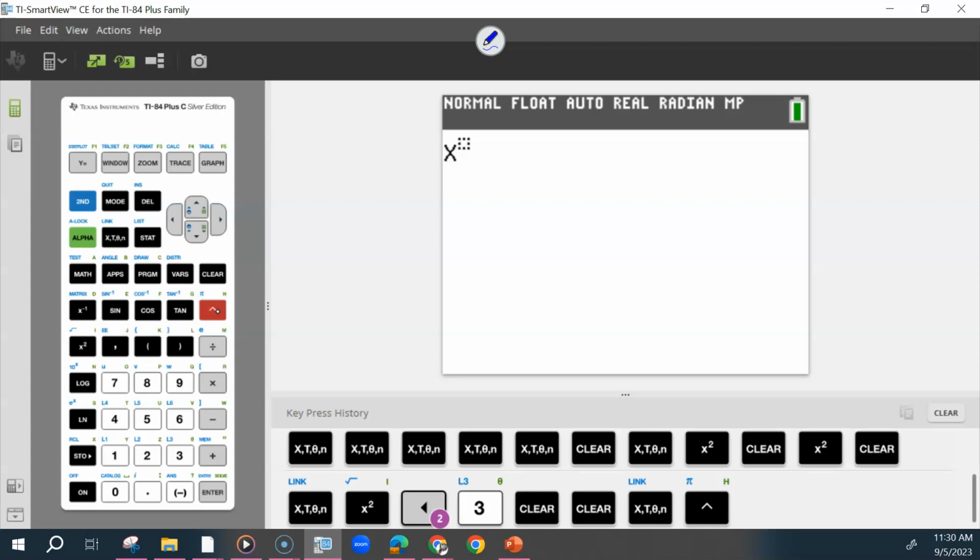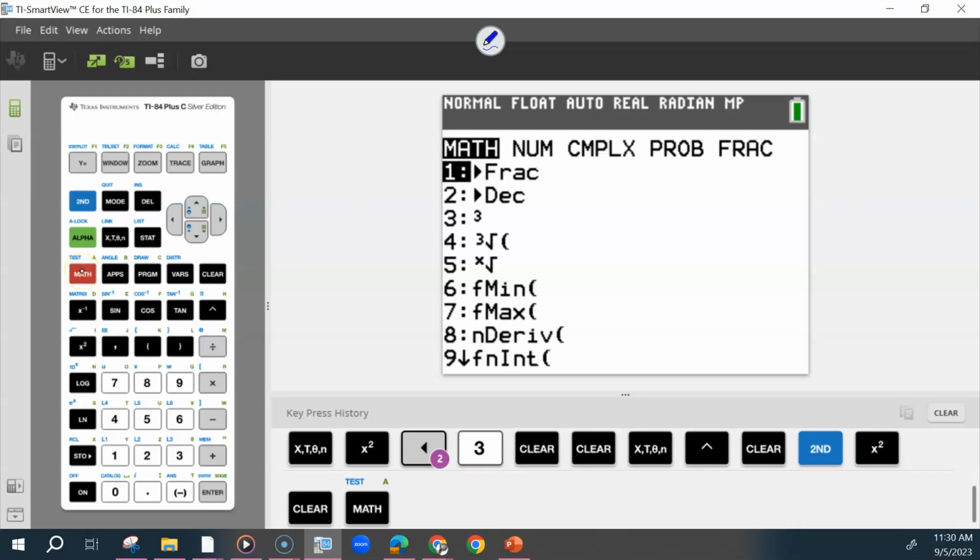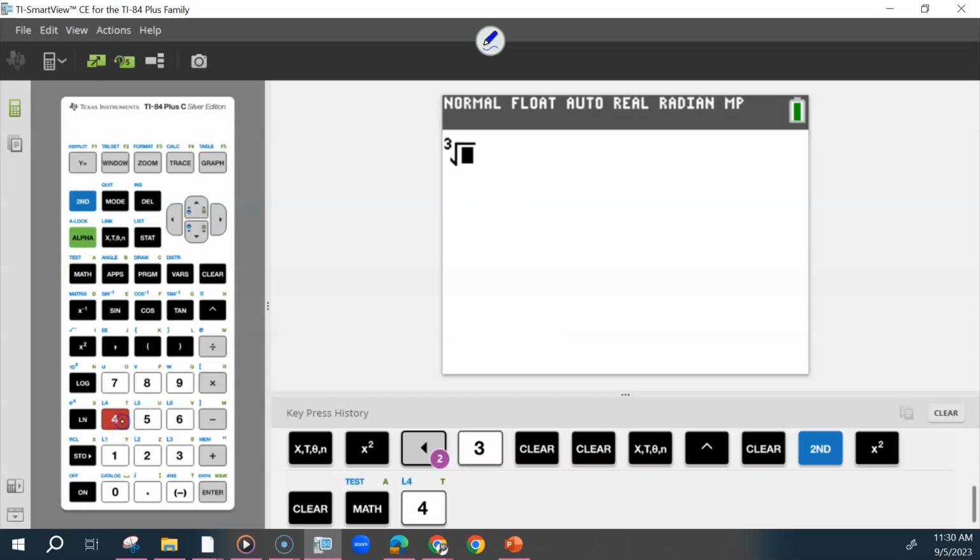Some of you were asking earlier, where is the square root? And that is in blue above the x squared. So second x squared will get you there. The cube root, however, you have to go looking for. So everyone go into math, the button underneath alpha. And then the fourth one. So math 4 will get you your cube root. Do not put in an exponent of 3 and a square root. It will not be the same answer. Do your cube root.